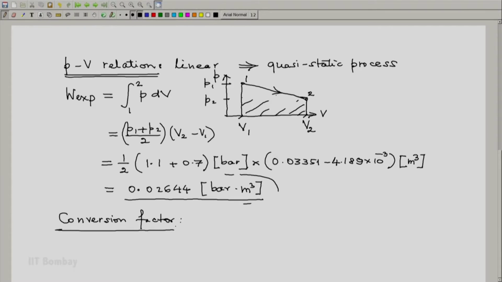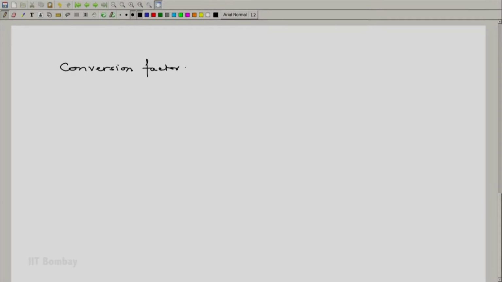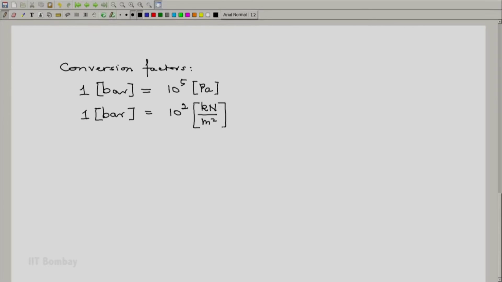Before we proceed, let us look at the conversion factor in some more detail. The traditional way of looking at conversion factors is something like this. We know, for example, 1 bar is 10 raised to 5 Pascal, or we know 1 bar is 10 raised to 2 kilonewton per meter square. This is the traditional way of writing conversion factors.